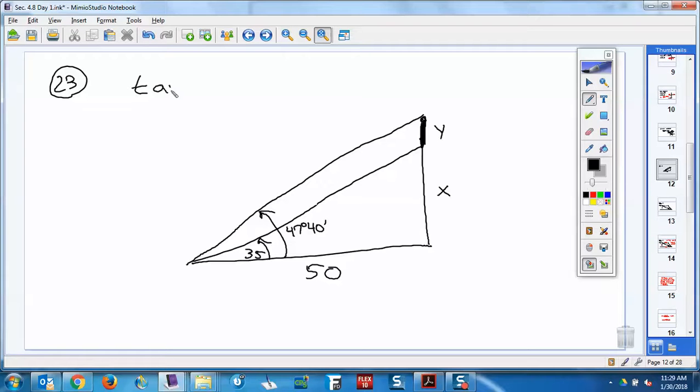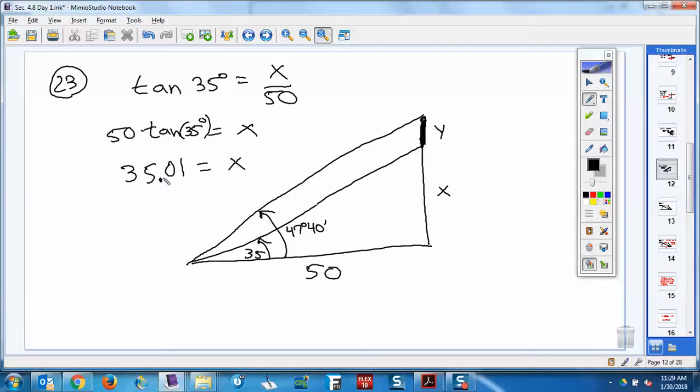We use tangent a lot because a lot of times in these real life kind of problems, we're not that interested in the hypotenuse that often, okay? But sometimes we are. So tangent of 35 degrees is equal to x over 50, right? So that's pretty easy. You're just going to multiply 50 times tangent 35, right? And what do you get? 35.01.